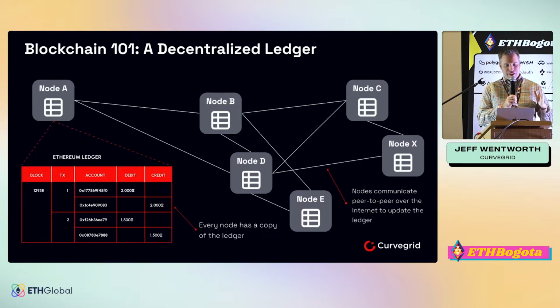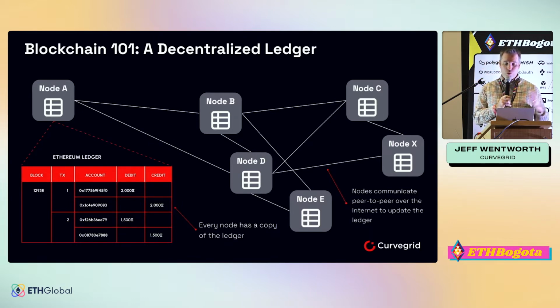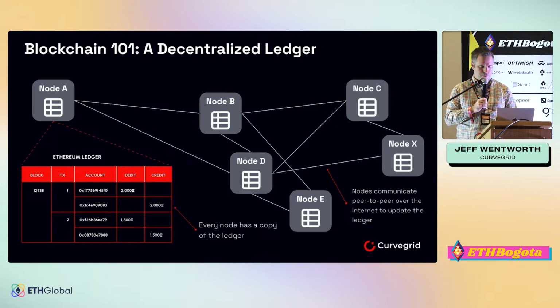Another thing that when you're architecting a dApp and thinking about working with blockchain nodes is the blockchain itself, right? So we're going back to blockchain 101. This is a blockchain. It's a decentralized ledger. It consists of nodes communicating in a peer-to-peer fashion over the internet. And every node, of course, keeps a copy of the ledger. I think this is pretty familiar to everyone here.